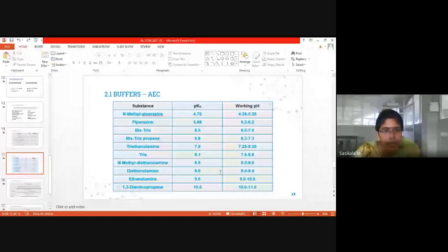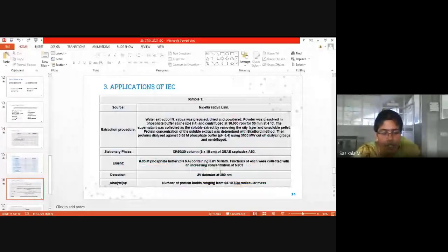This is about buffers. And here are applications of ion exchange chromatography. Here, an example is given. Nigella sativa plant extract was analyzed by using ion exchange chromatography. Proteins were separated by using this. Buffer used was 0.05 molar phosphate buffer. This is the saline. Saline here represents sodium chloride added to the buffer, pH 6.4.